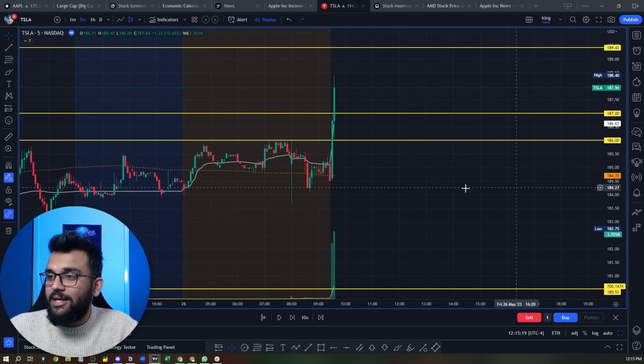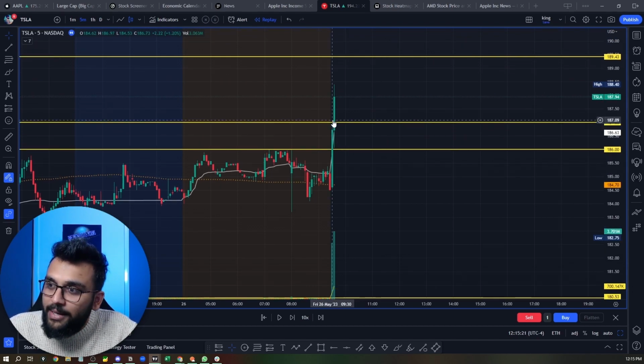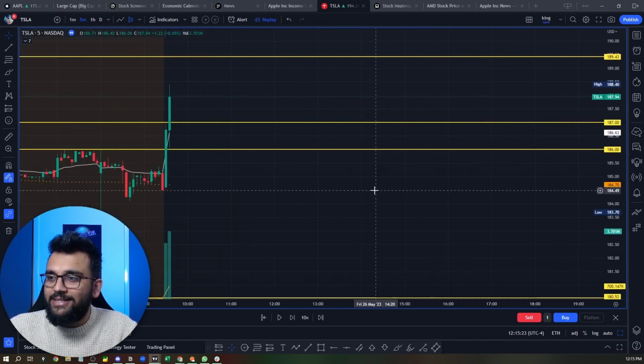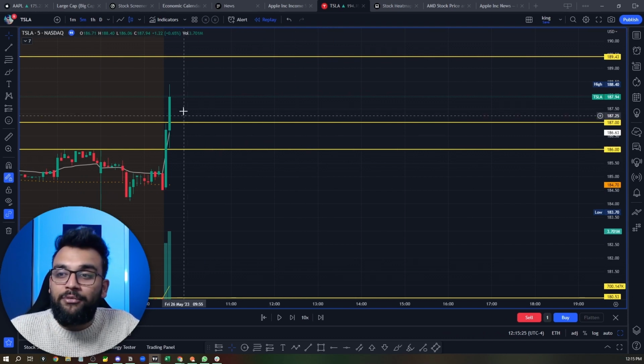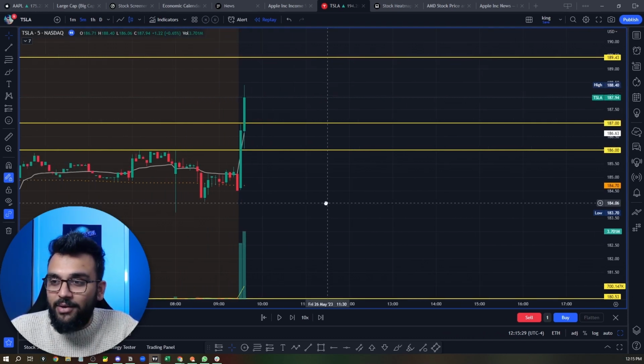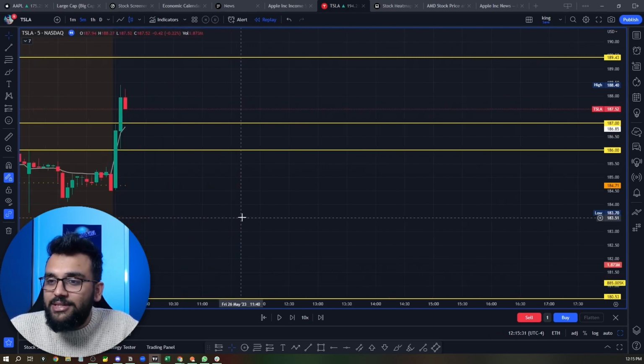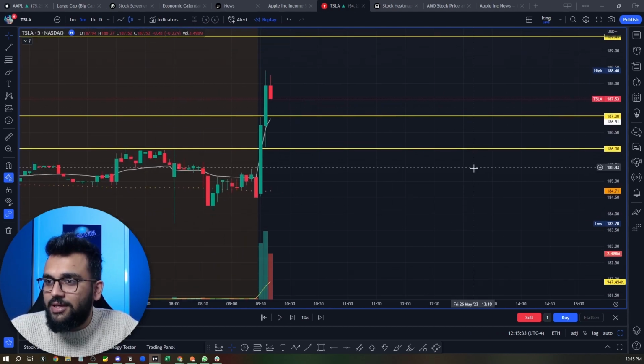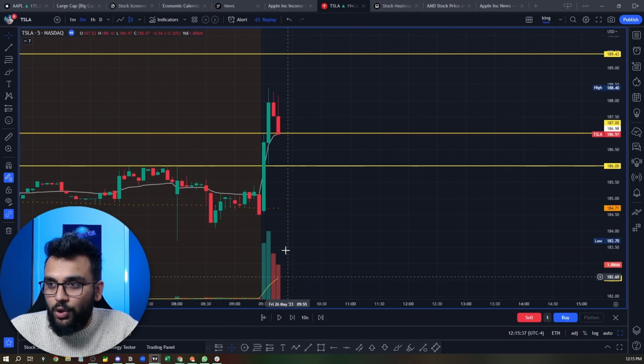For some reason I didn't enter, but then it broke my next critical level of 187. Now I'm like, man, I would love to take a break and a bounce off this 187 area, right? Now prices started coming down. Look at this, prices started coming down, slowly moving lower. This is exactly where I entered.